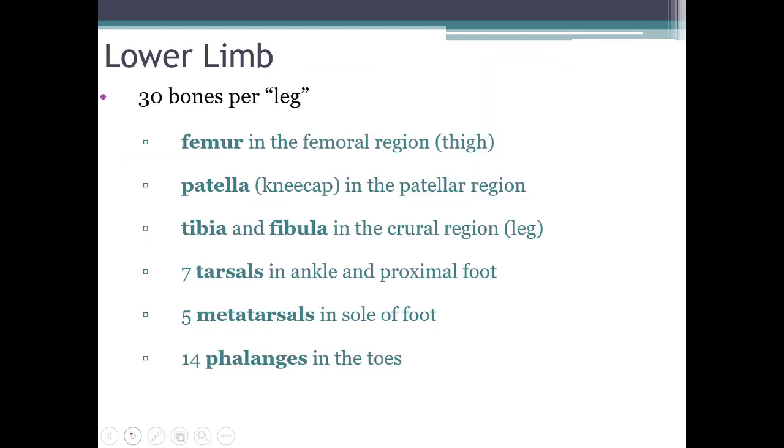Okay, looking at the lower limb, there are 30 bones per lower limb. Again, I don't like to use the word leg, but the entire lower limb. And students get pretty overwhelmed by that, but if you look, we have 14 phalanges and 5 metatarsals. And remember, just like in the hand, these all have the same name. They just vary by number. So there's not that many different bones we have to learn.